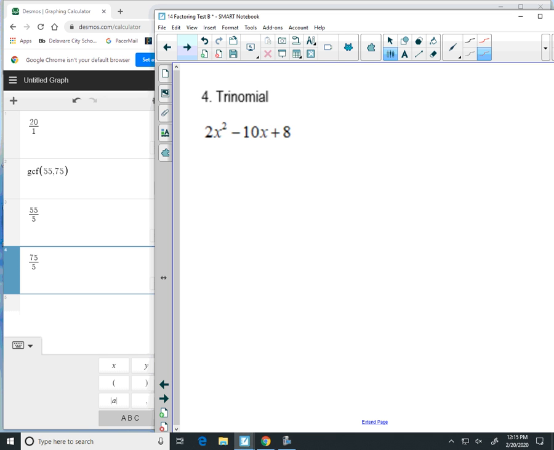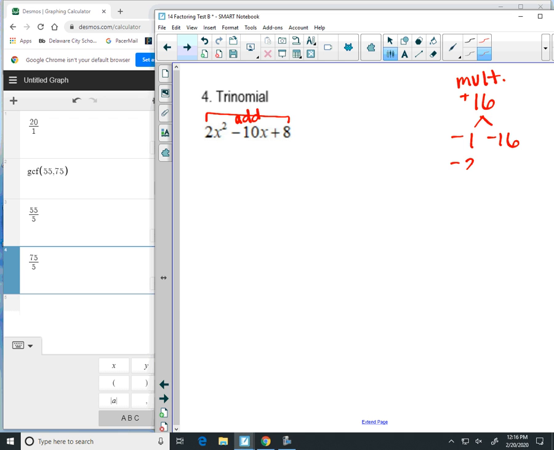Number 4. We're doing A times C is the key when we see a trinomial. 2 times 8 is 16. We need two numbers that multiply to positive 16 and add to negative 10. So if I'm multiplying to a positive, I can do that by doing positive times positive or negative times negative. Since I'm adding to a negative, I'm going to need two negatives. It's a good thing to recognize first.